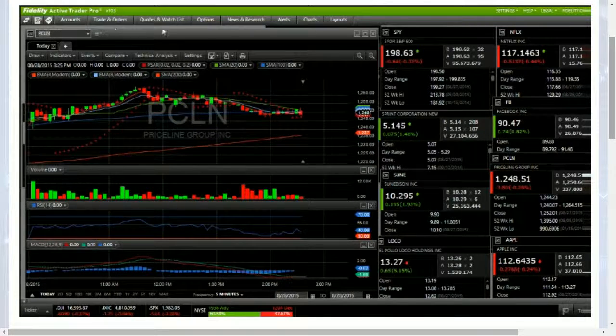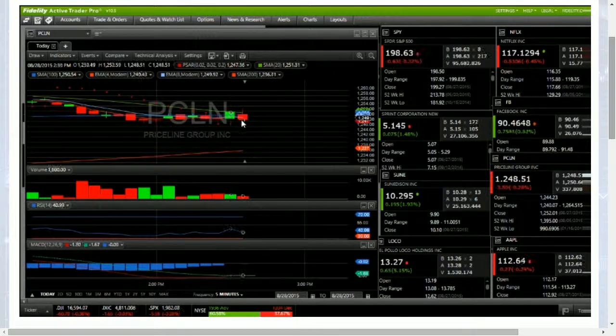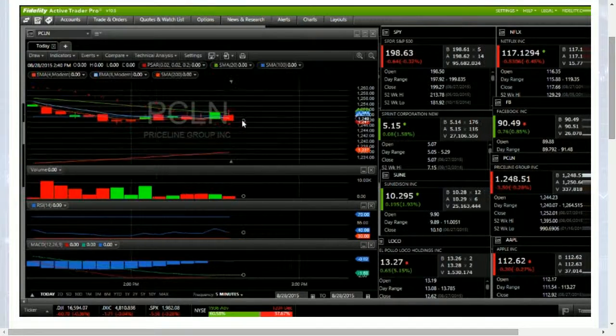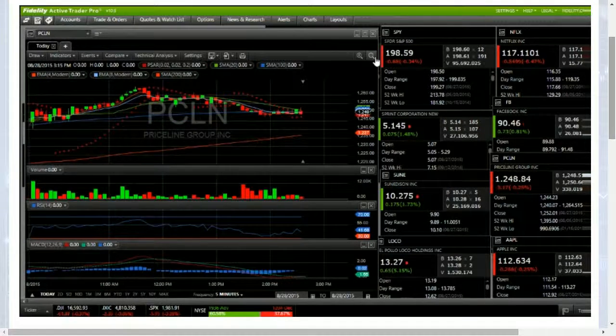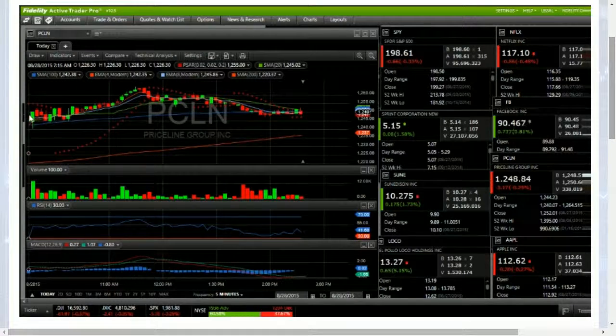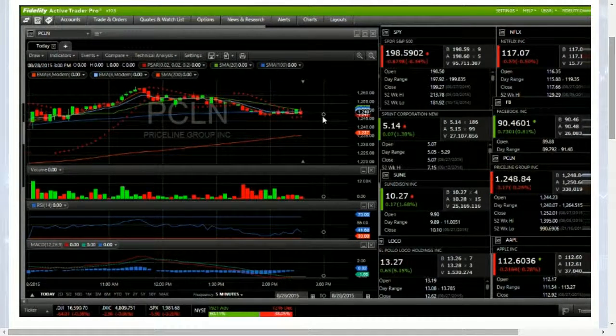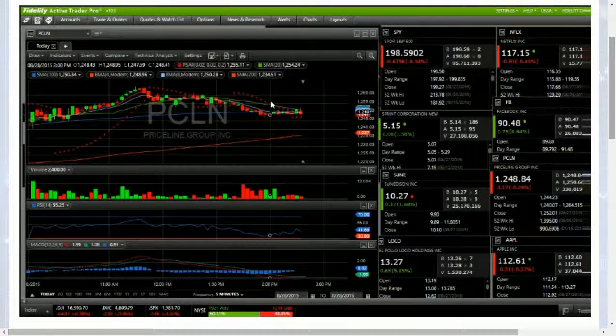PCLN currently getting rejected from 20 period and 100 period moving average resistance. Those levels are 1251.31 and 1250.54. If we see a break of the low of the day, that will be very bearish, and a head down to 1237 will be next. Definitely a bearish downtrend since we saw the high of the day.